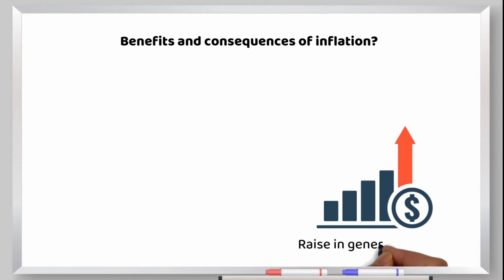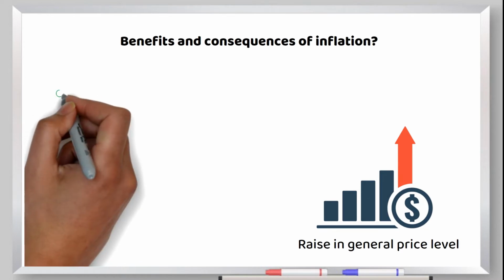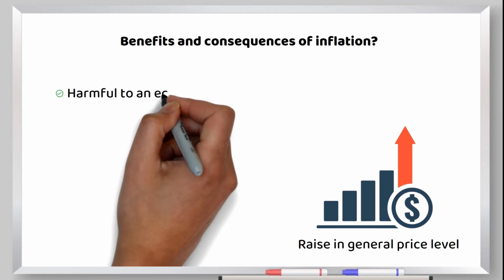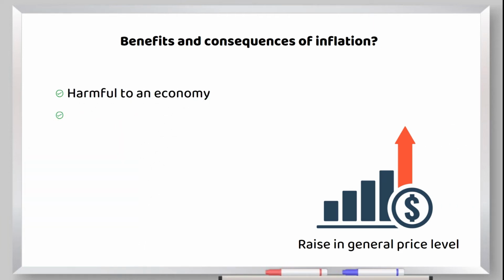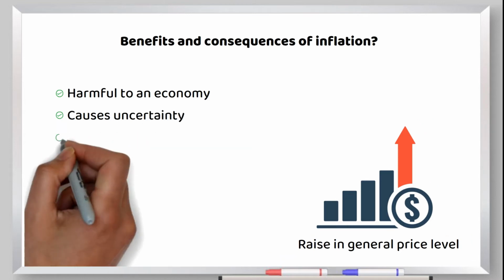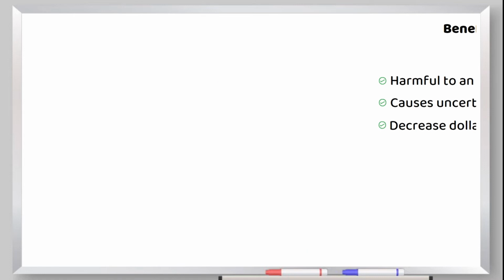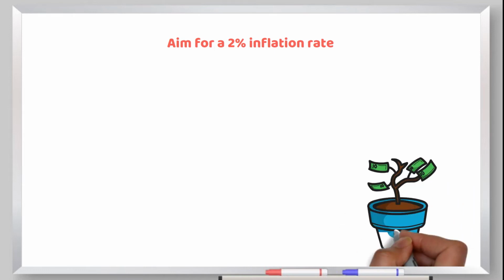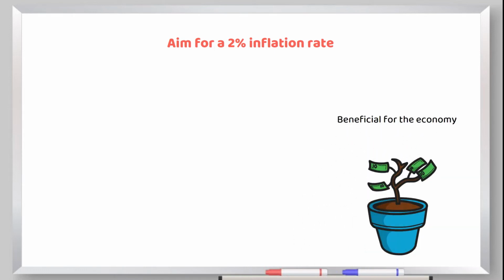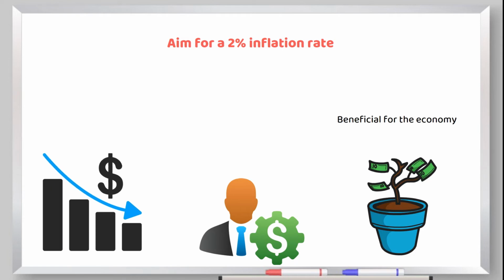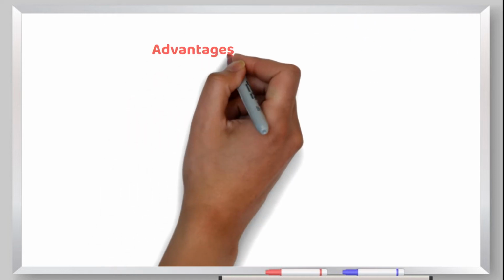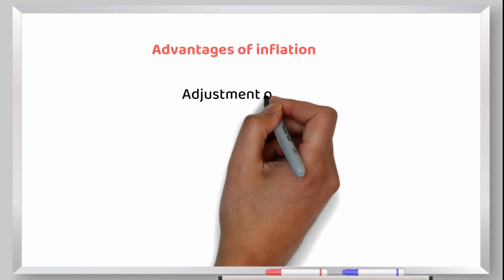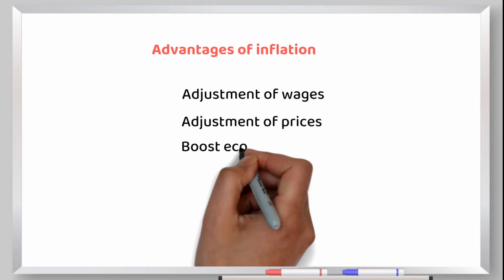When the general price level rises for a while, it's known as inflation. High inflation rates are often seen to be harmful to an economy. Inflationary pressures cause uncertainty and decrease the value of the dollar. Most central banks, on the other hand, aim for a 2% inflation rate, implying that low inflation has a few benefits for the economy. Some economists even suggest that during periods of economic stagnation, we should aim for a greater inflation rate.